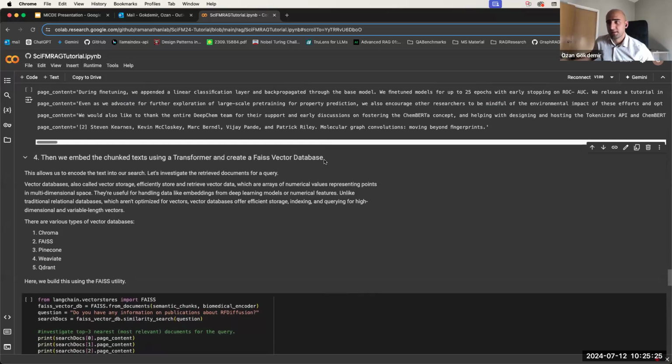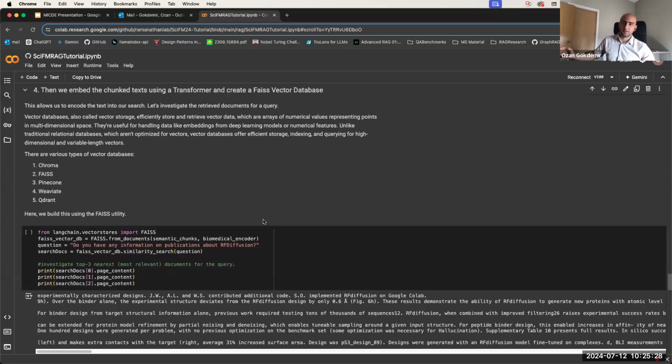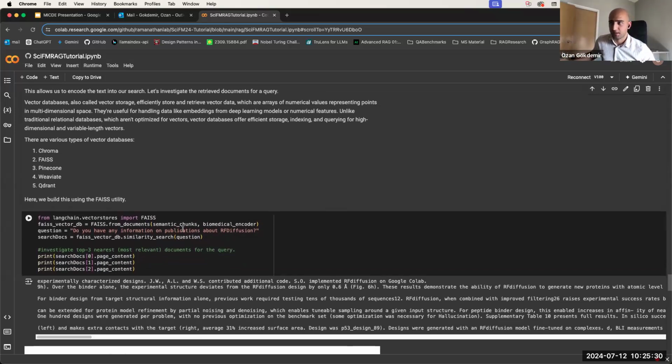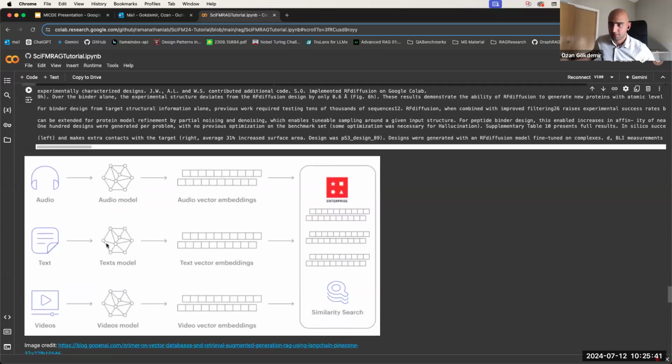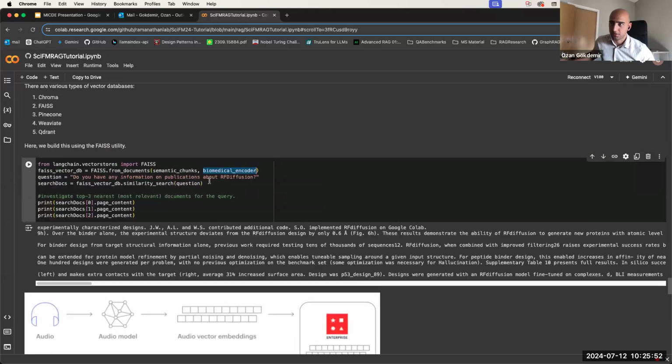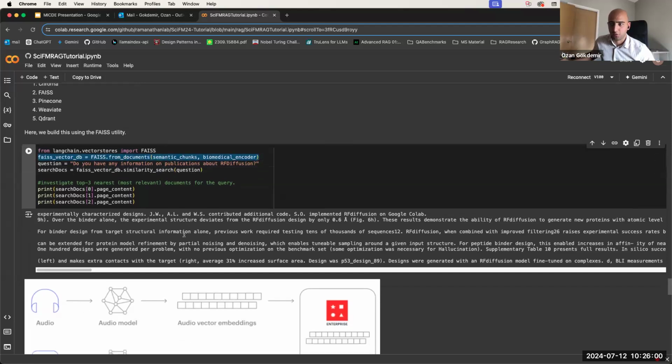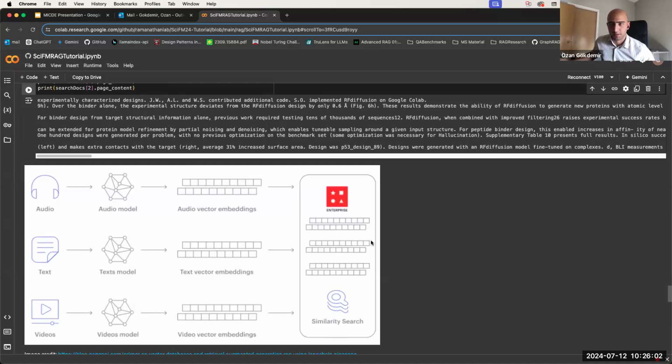Then we embed the chunk text using a transformer and put them in a FAISS vector database. If you remember the anatomy slide, right? You get a vector store, in this case it's FAISS. You put your semantic chunks and you put your encoder, like text model, in this case, the PubMed BERT encoder. You get text vector embeddings and you put them in a vector data store like FAISS for similarity search. And that's what we're doing here. You see with a couple lines of code, I mean, here, 1 line of code, you're doing this whole operation.